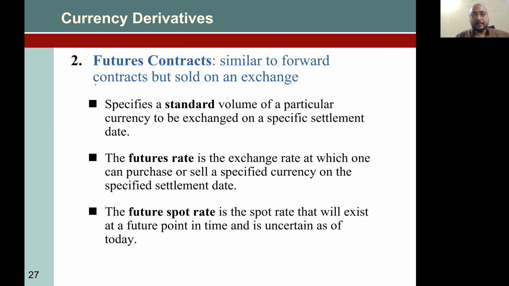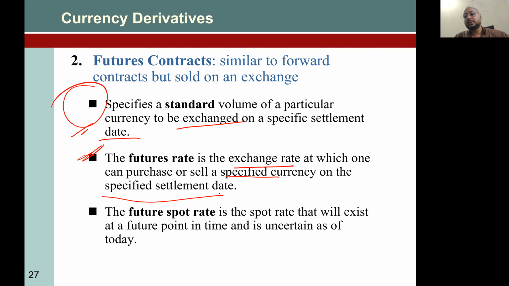So we'll see that. It specifies a standard volume of a particular currency to be exchanged on a specific settlement date. Similarly, we have a forward contract date. Here we have a future contract date. In forward, we have a forward rate. Here we call it future rate. So future rate is the exchange rate at which a specified currency can be purchased or sold on a specified settlement date. So you must have a time T and also a future rate as well.